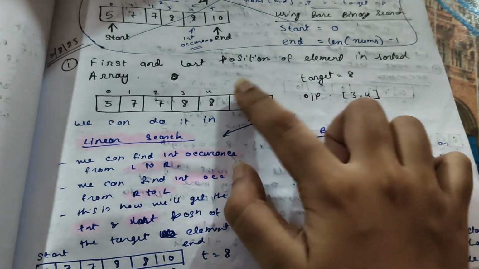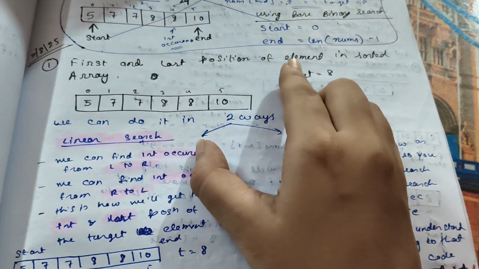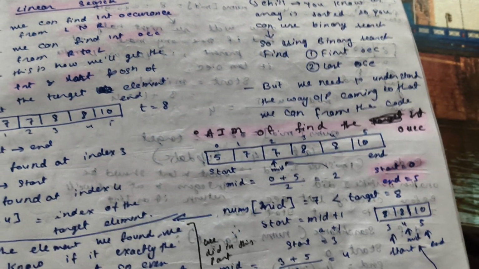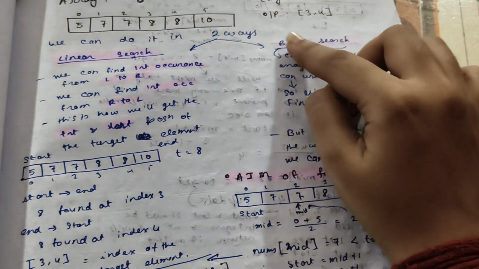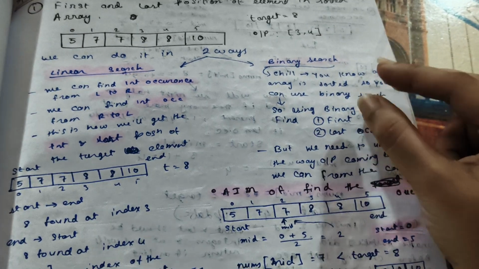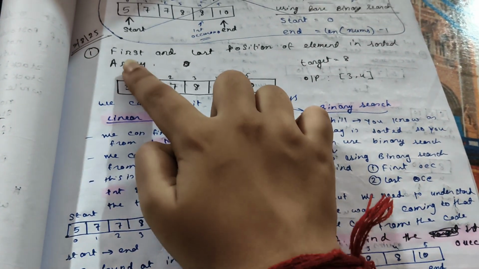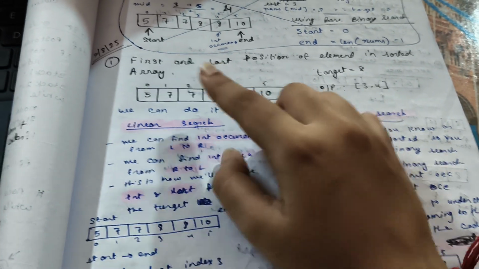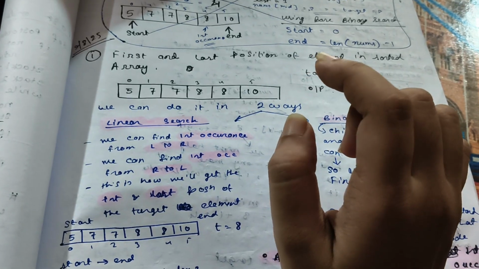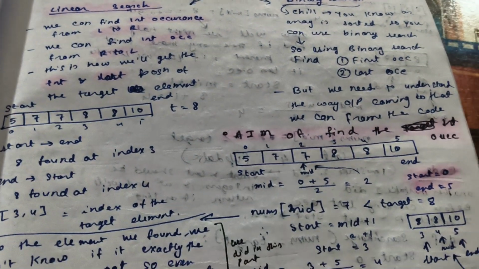But in this question, as we are told that we need to find the first and the last position of the target element in the sorted array, we are going to do a little different thing. We are going to perform the binary search, but in two different passes. That is, we will use binary search first for finding the first position of the target element, and another time we are going to use binary search for finding the last position of the target element. So how we are going to do that is here.